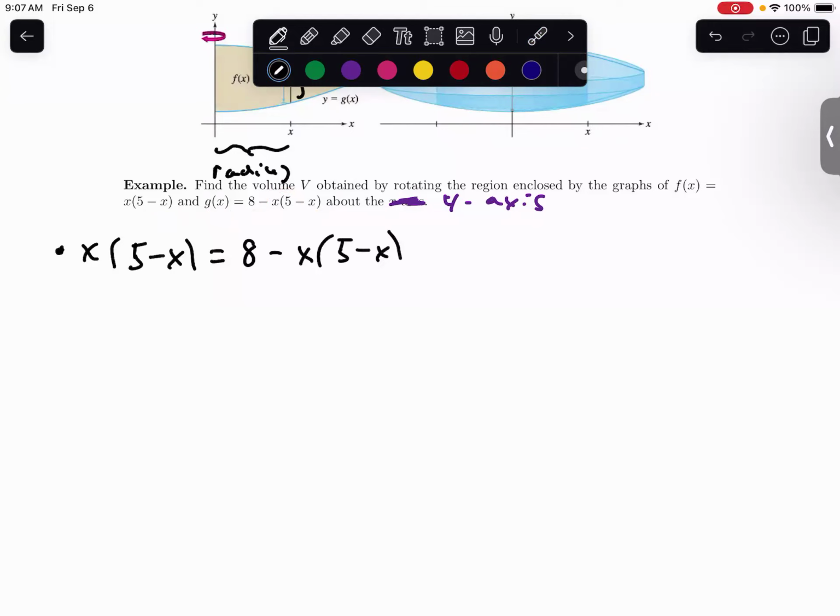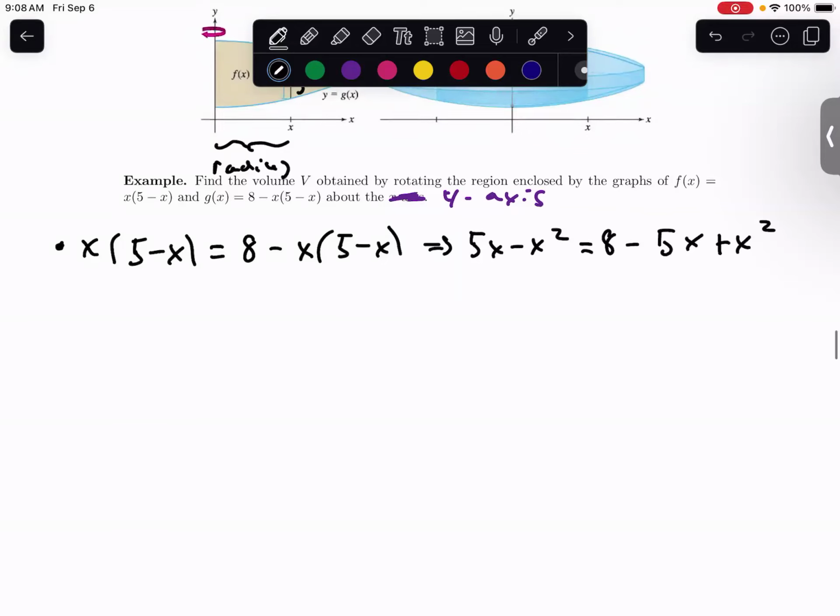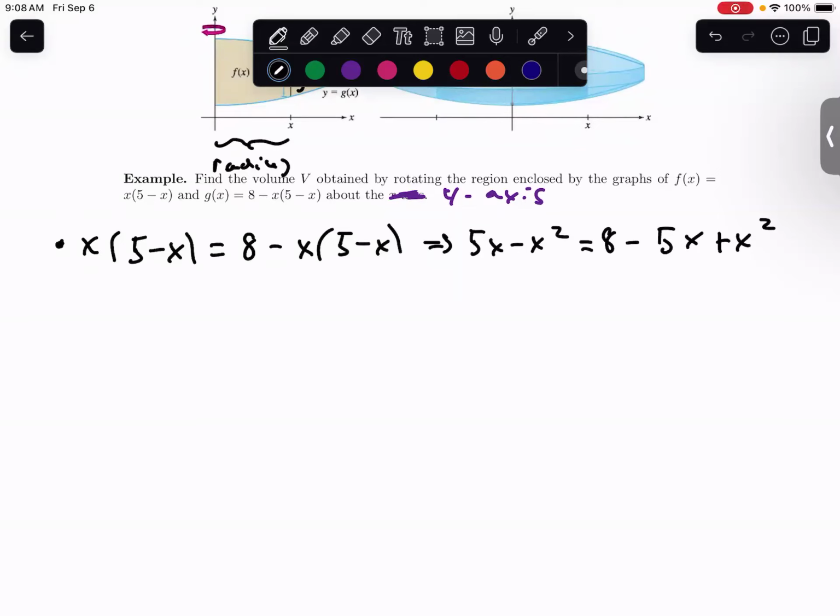I would recommend multiplying things out and simplifying. If you multiply these terms out, you end up getting 5x minus x squared, and this is going to be equal to 8 minus 5x plus x squared. And so we want to solve for x. How we can do this is move everything on the left-hand side over to the right-hand side, or vice versa. It doesn't really matter.